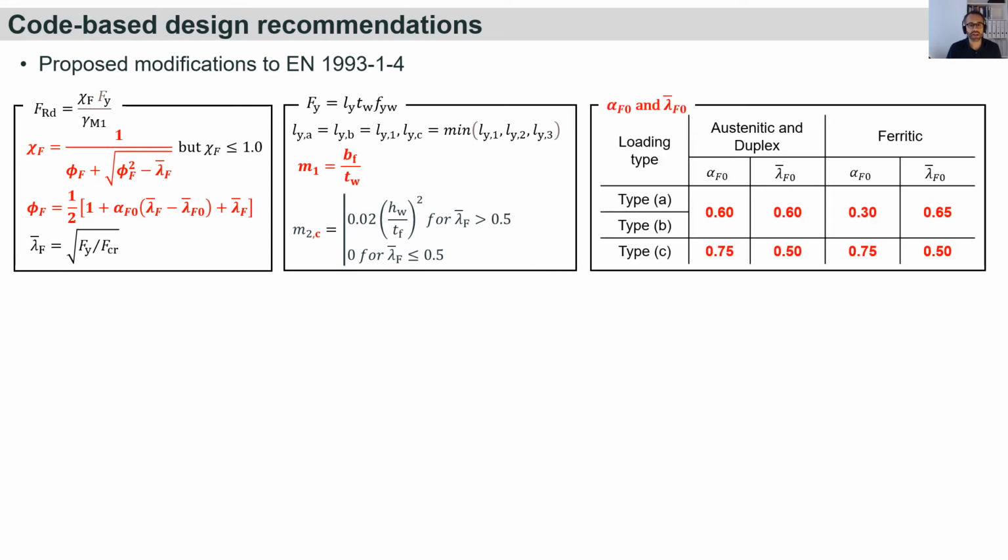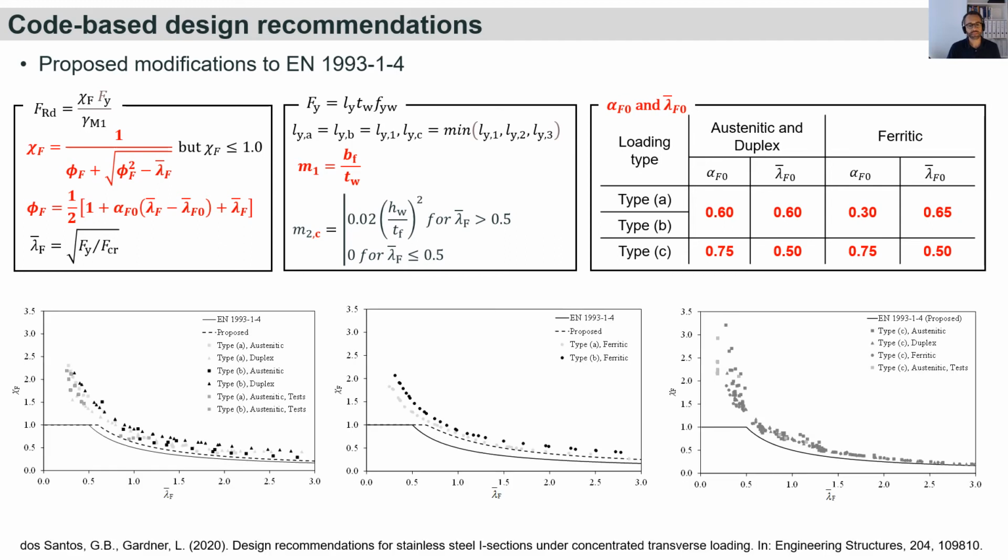And these are the α_F0 and λ̄_F0 as a function of the loading type and the material type. So these values were proposed for three different groups: type A and type B loading for austenitic and duplex stainless steel, type A and B for ferritic stainless steel, and type C for all material types. Okay. So this new proposal resulted in an average enhancement of about 10% for type A loading and 20% for type B loading.